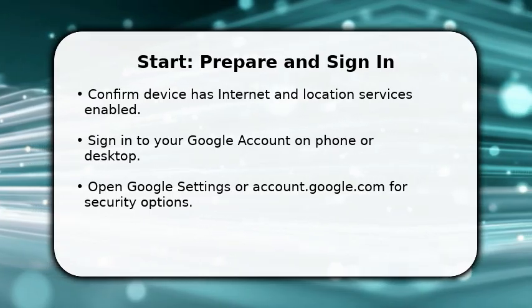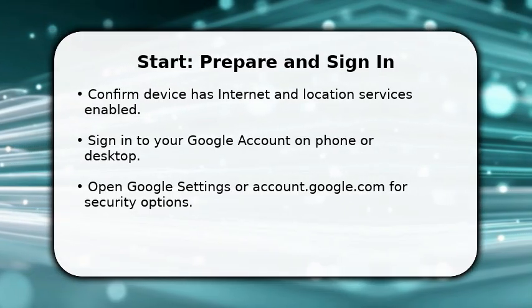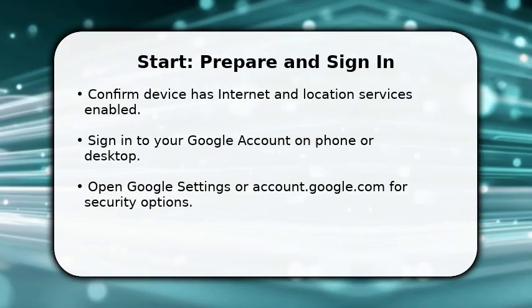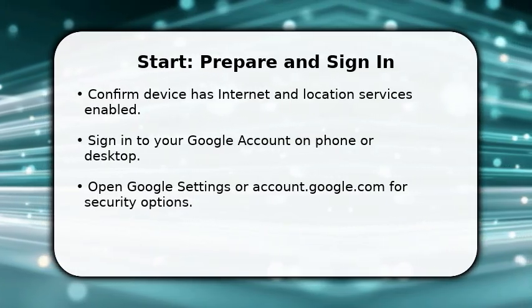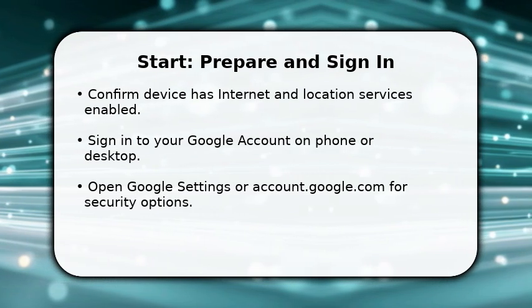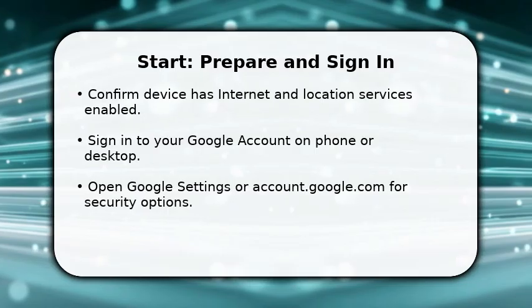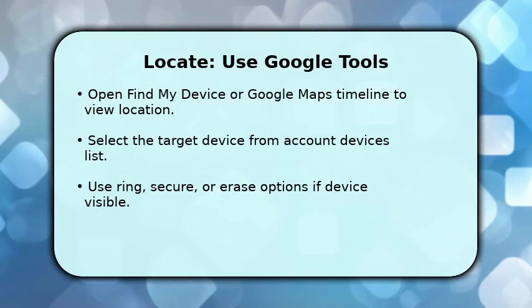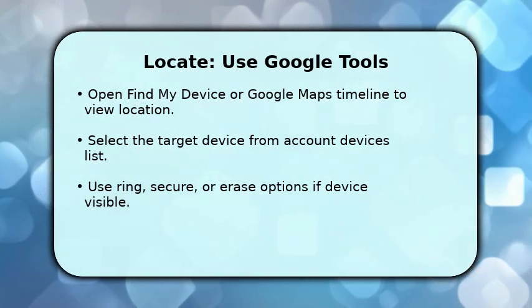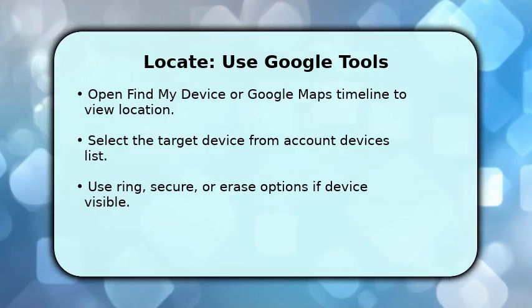Don't pause for unrelated setup. You're initiating a chain of permissions and discoveries. Confirm device visibility, and that Find My Device or Location History is enabled so the next step can query real-time data. Once done, open Find My Device or Google Maps timeline while signed into the same account.